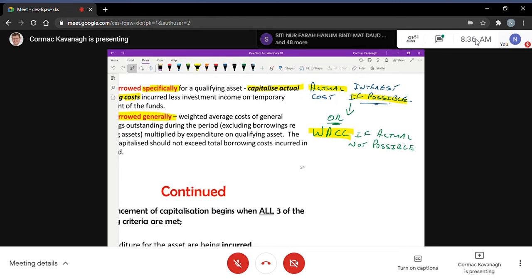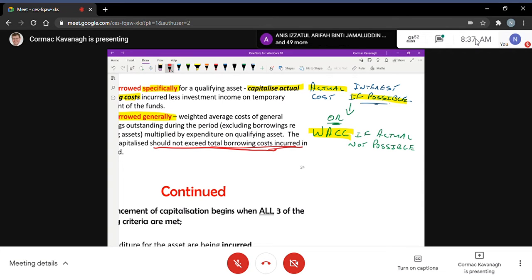So one part of the question then is identifying what is the finance, the rate of return that we're going to use in order to calculate the figure to be capitalized. A separate point here is we should note the amount should not exceed the actual borrowing cost incurred.